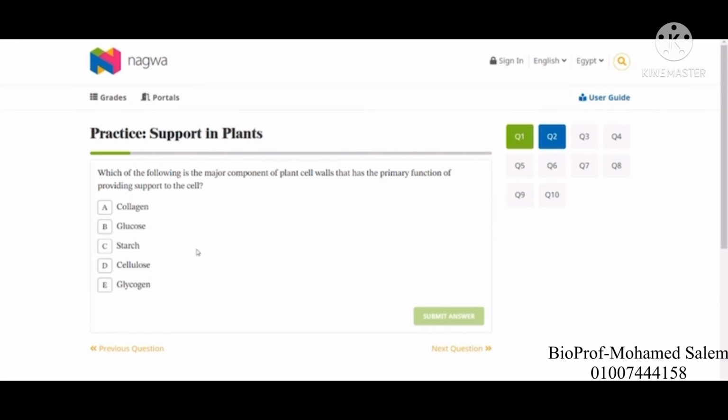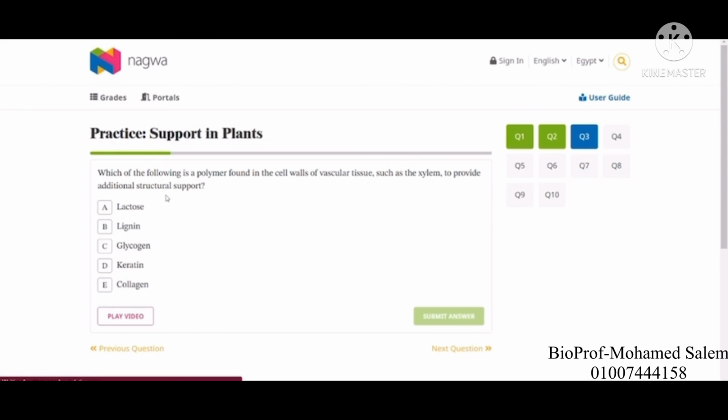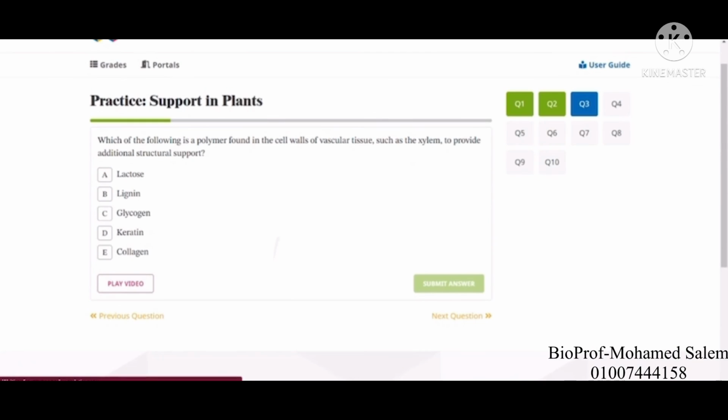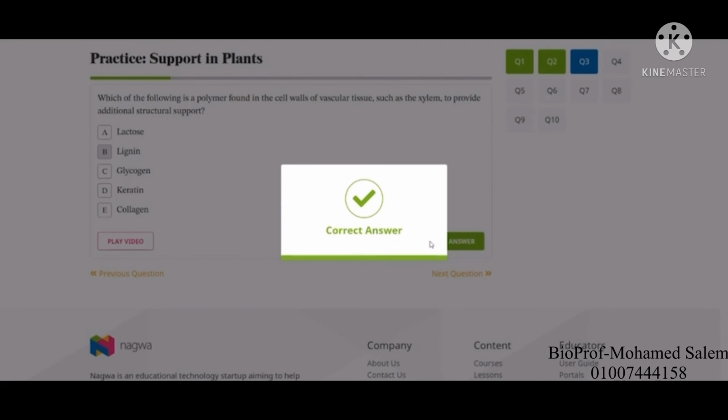We said that cellulose is the main one providing support to the cell. Cellulose. Third question, which of the following is a polymer found in cell walls of vascular tissue, such as the xylem, to provide additional structural support? We said that it is lignin. You remember? Lignin in the walls of xylem. So it will be the correct answer.